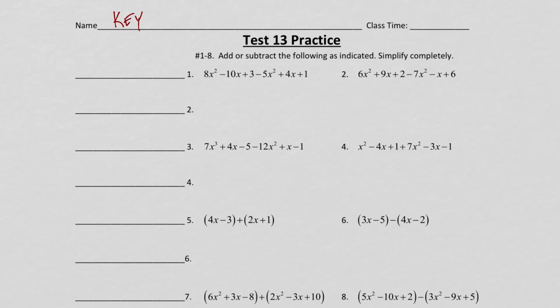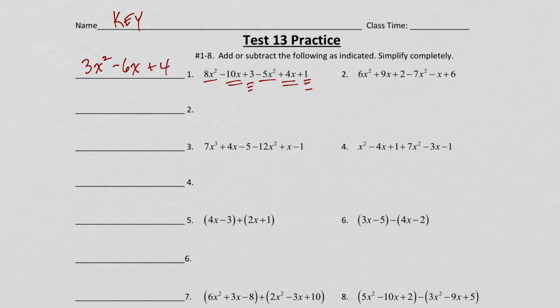Okay, for number 1, to combine like terms, we're going to first find like terms. So this and this are like terms. 8 minus 5 is 3x squared. This and this are like terms. That adds up to a negative 6x. And this and this are like terms. That adds up to a positive 4.